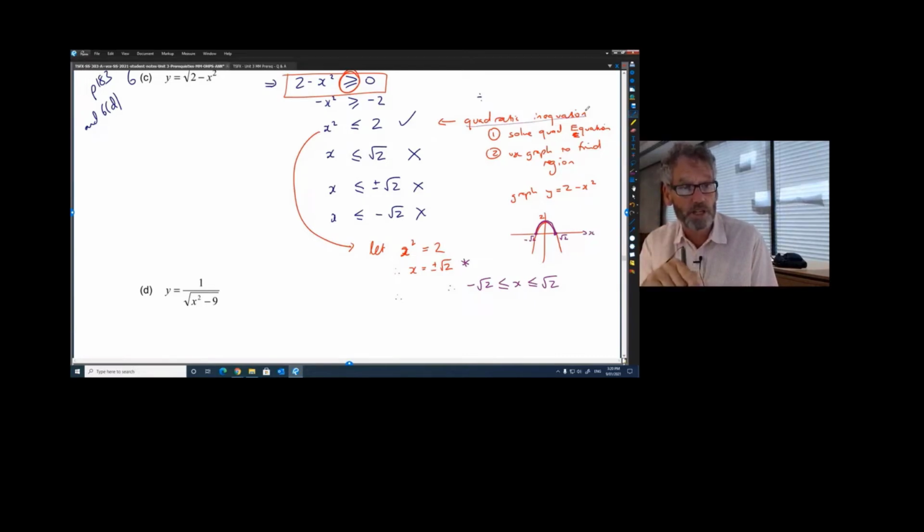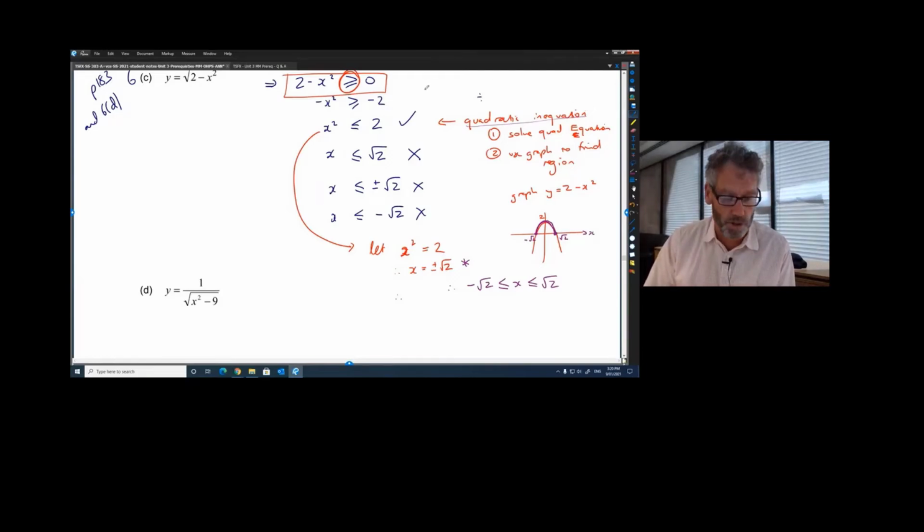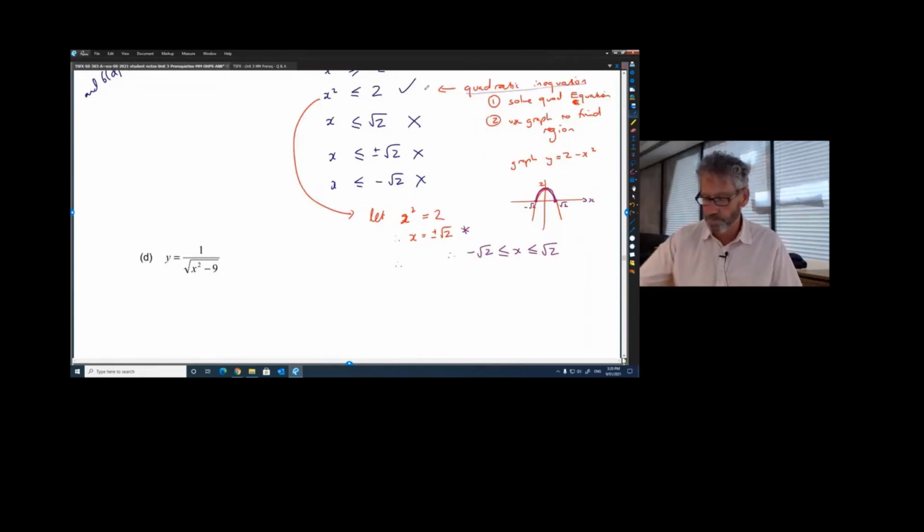In fact, what do you know? Here's a chance to do it again. So 6D, if you haven't done 6D yet, or if you got 6C wrong, go back and do 6D again now, please. So 6D is what I want you to do right now. Find the domain of this one here.